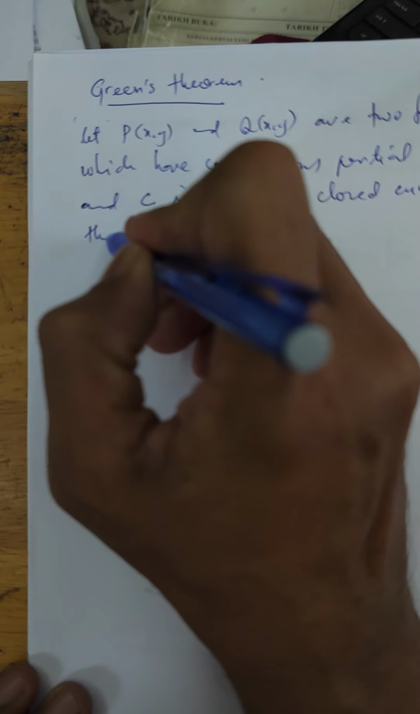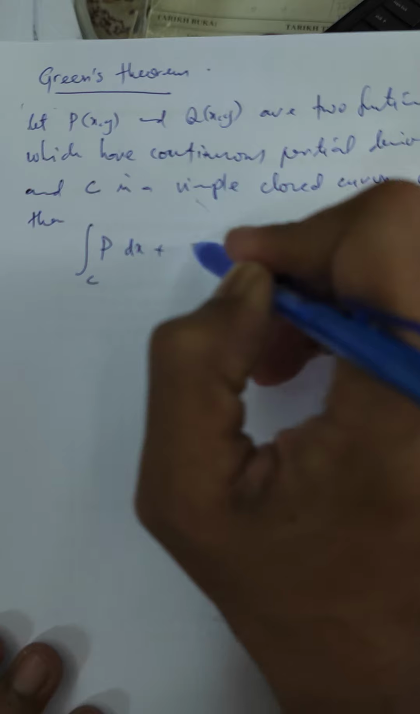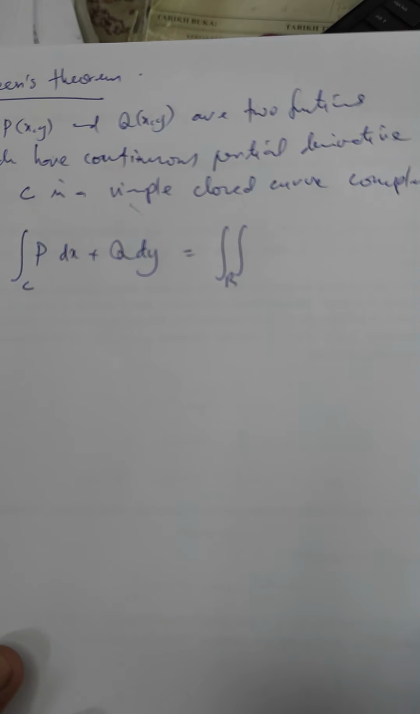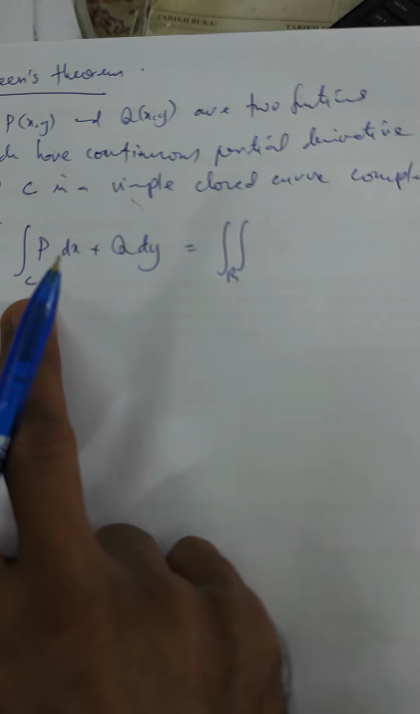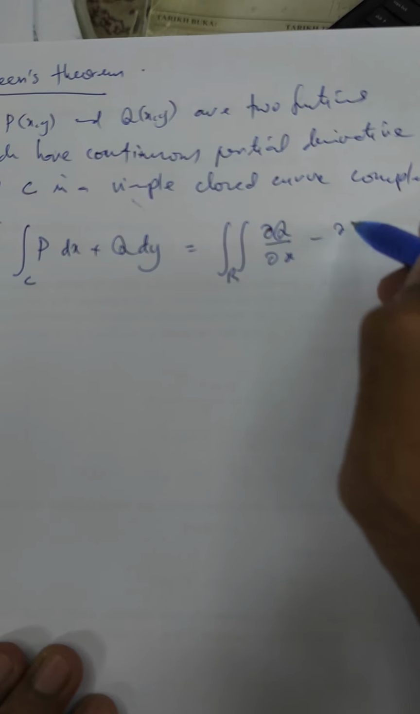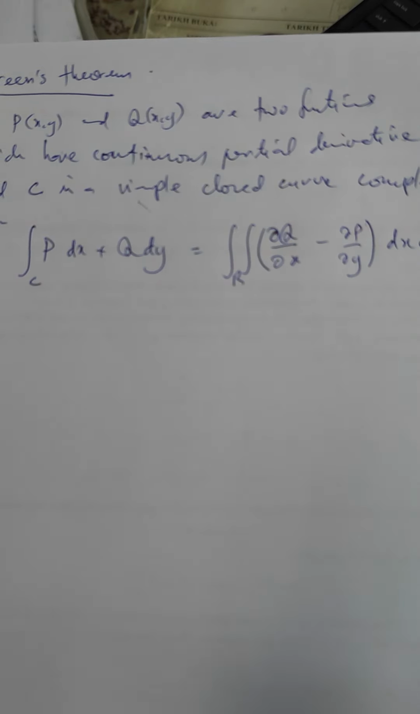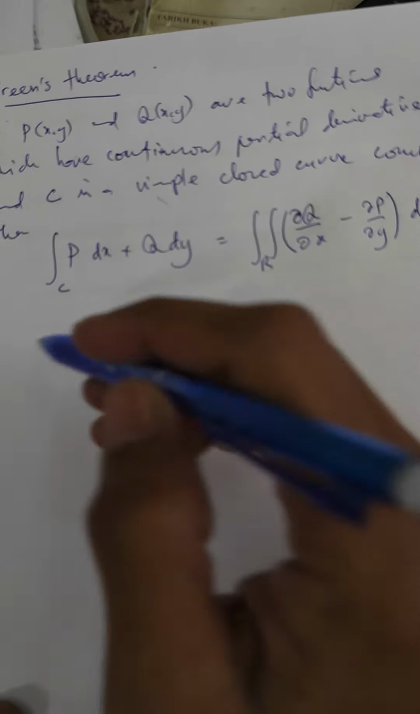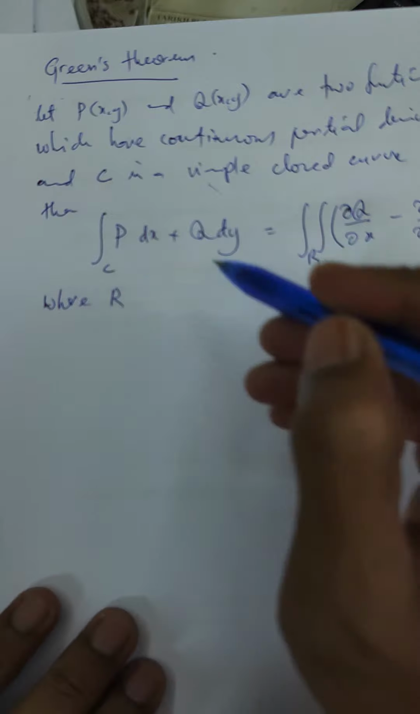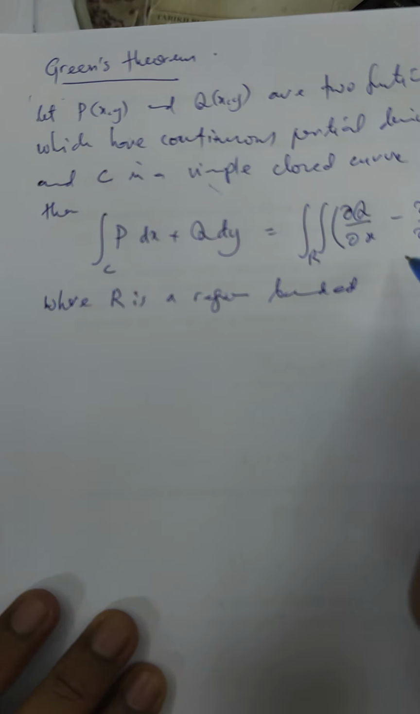then if we integrate along C, P dx plus Q dy, this is just the same as we integrate over the region R, where R is bounded by C, of del Q del x minus del P del y dx dy. Where R is a region bounded by C.